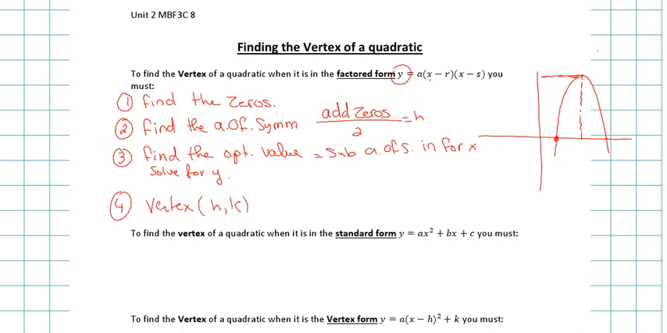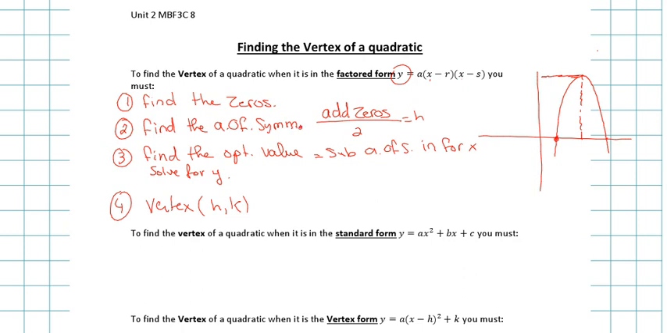We'll look at examples on how to do that. You just have to understand the steps. So step number 1, find the zeros. Step number 2, find the axis of symmetry by adding and dividing by 2. Step number 3, finding the optimal value by plugging in that value in for x. And then that's it. This is your end. Okay? So sub in the axis of symmetry in for x and solve for y. Are you guys okay with that?